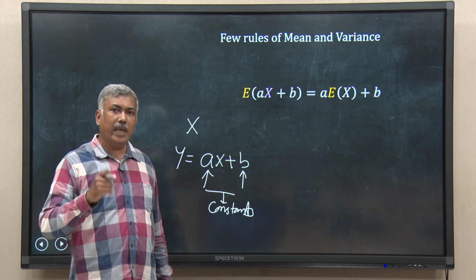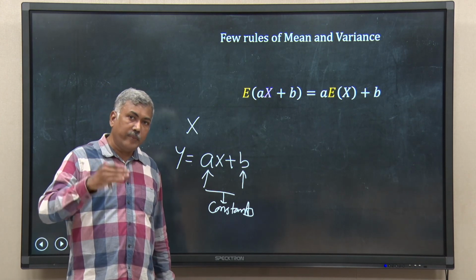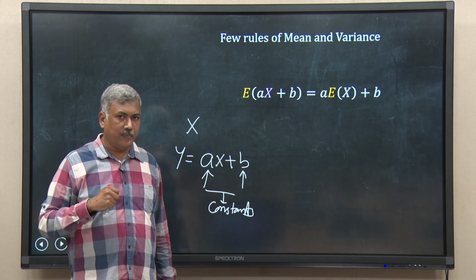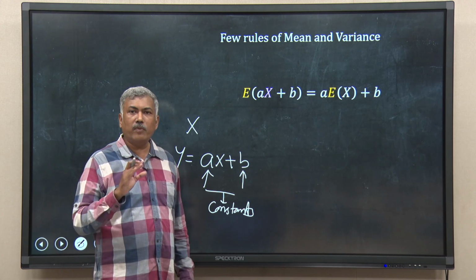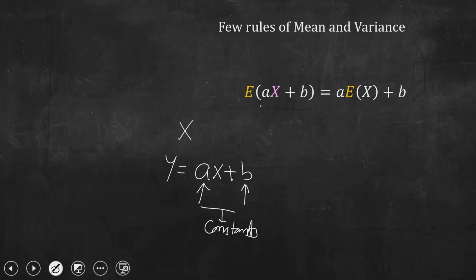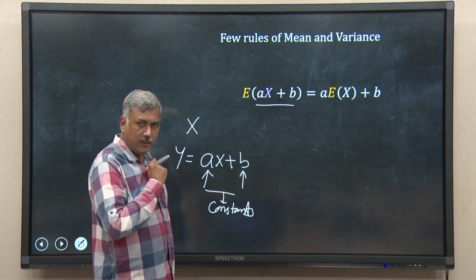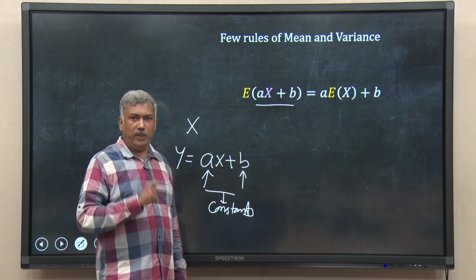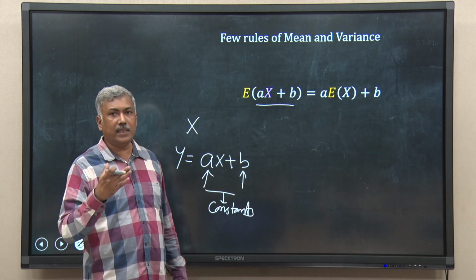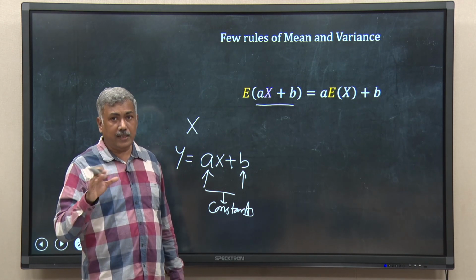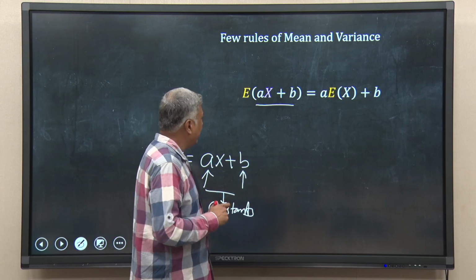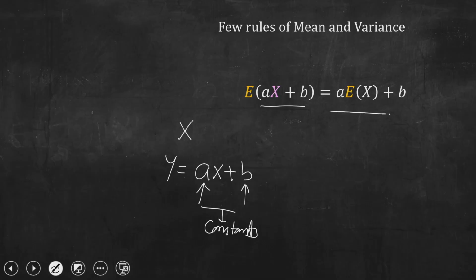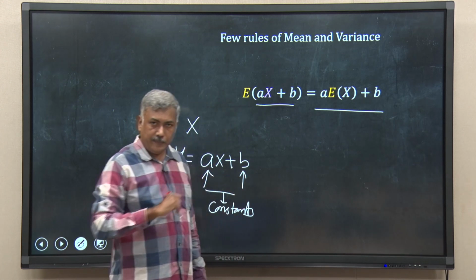Or in the protein example, when you convert from absorbance to concentration, you multiply with a constant term. If this is the situation, and I know the expectation of x, what will be the expectation of a x plus b? It can be proved, and we do not need to go through the proof; we just have to remember the rule. E of a x plus b, where a and b are constants, does not depend on whether x is continuous or discrete, and equals a into E of x plus b.